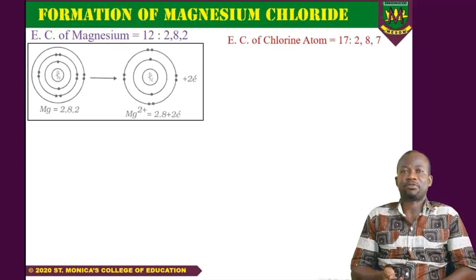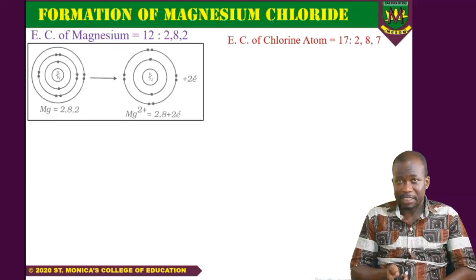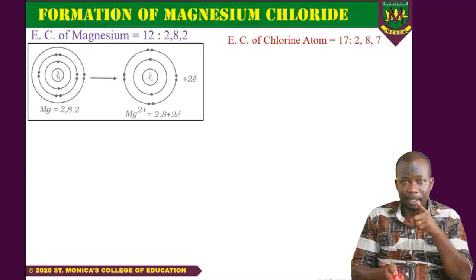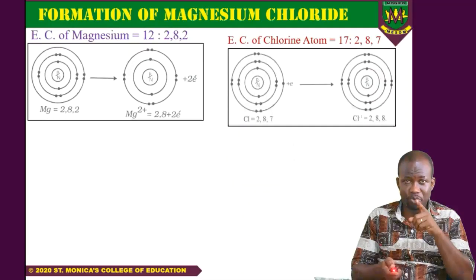Now let's look at that of chlorine with atomic number 17. You also realize that its electronic configuration is 2,8,7. Now watch this. This is chlorine, 2,8,7. So again, 2 on the first shell after the nucleus, the next one 8, and the next one 7.